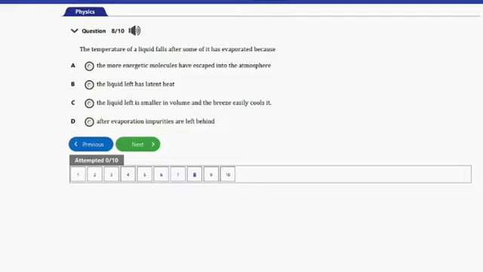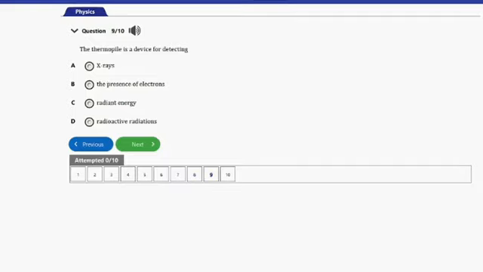So let's go ahead and consider the next question. The next question here is question number 9. It says, the thermopile is a device for detecting A. X-rays, B. Presence of electrons, C. Radiant energy, D. Radioactive radiation. The answer to this question is option C, and that's radiant energy.